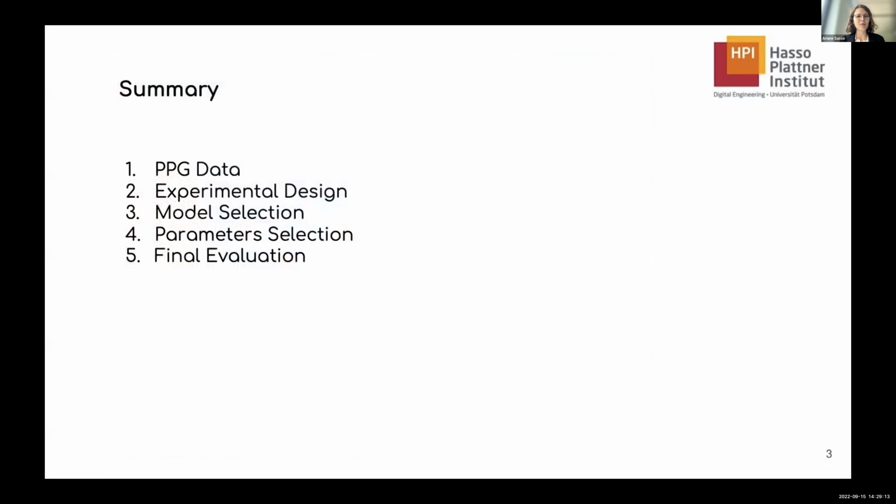Now, going more directly to the topic of this talk, I have a few points that I want to cover. I'll talk a little bit about PPG data, the experimental design of this study, how we did the model selection, parameter selection, and final evaluation.